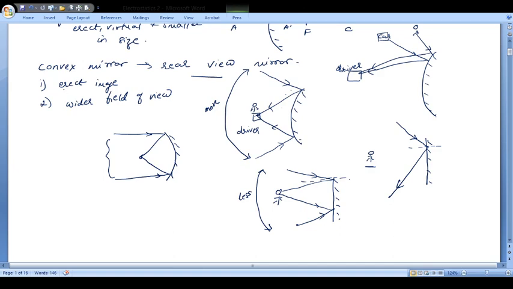and that is why these are the two reasons: the image formed is erect and you get a wider field of view, and therefore the driver is able to see a lot of area behind him. So a lot of area is covered, you can say a large area is covered for viewing. So this is the convex mirror.